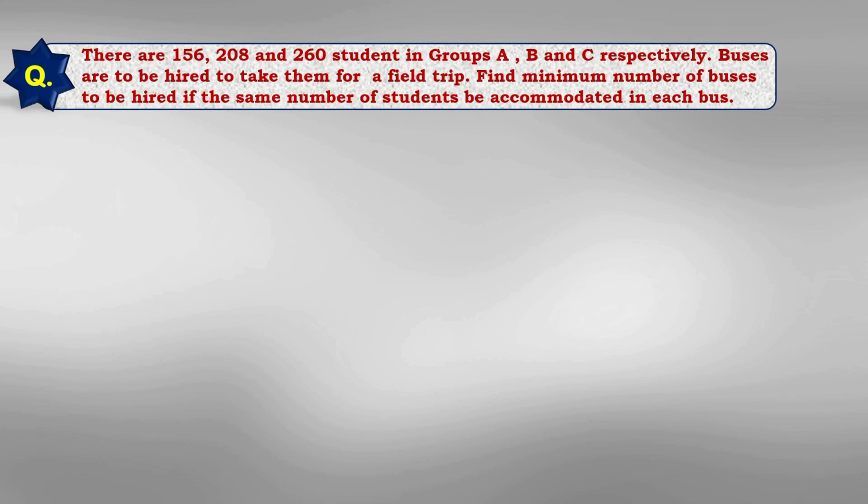Now next question. There are 156, 208 and 260 students in groups A, B and C respectively. Buses are to be hired to take them for a field trip. Find the minimum number of buses to be hired if the same number of students be accommodated in each bus.